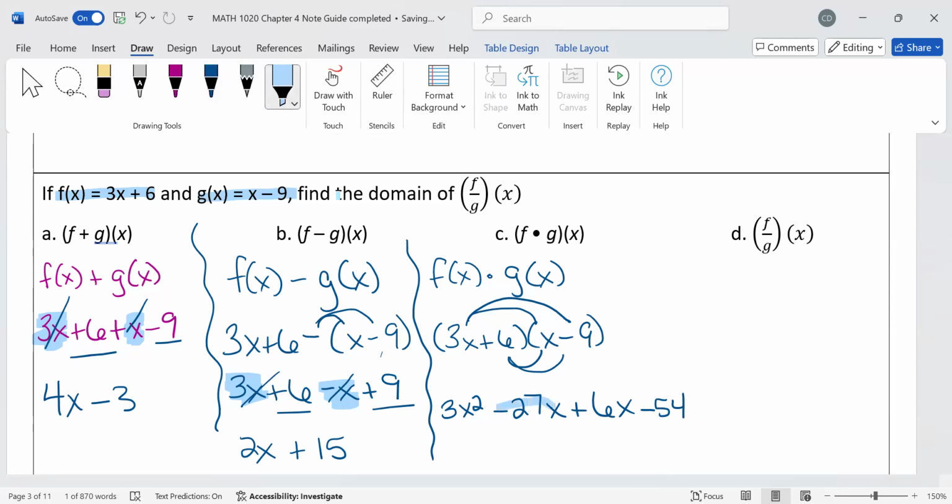With this one, our two middle terms are the same. They both have single x's on them. The other terms have nothing in common, so we're just going to bring those down. Negative 27x plus 6x. So negative 27 plus 6 is negative 21x, and then bring down the minus 54.